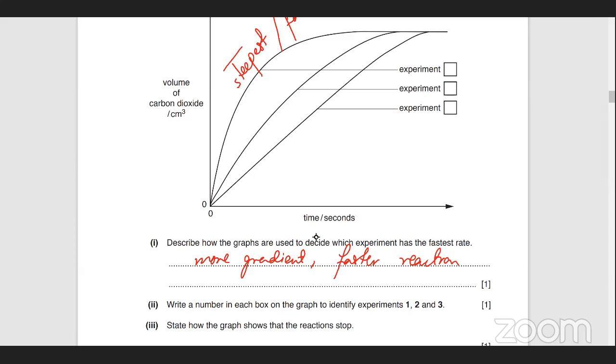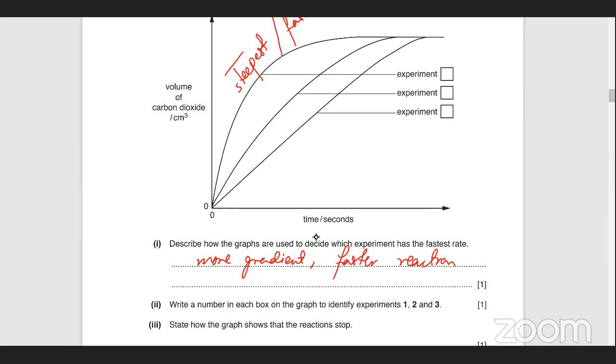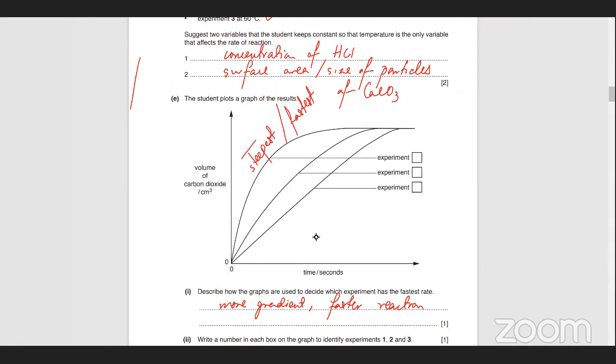The other one is write a number in each of the boxes on the graph to identify experiments 1, 2 and 3. तो ये आसान है कि ज़्यादा टेम्परेचर होगा तो फास्टर होगा, कम टेम्परेचर होगा तो it's going to be slow. Or 40 degrees centigrade, so ये जो 20 वाला होगा ना, that's going to be the slowest.